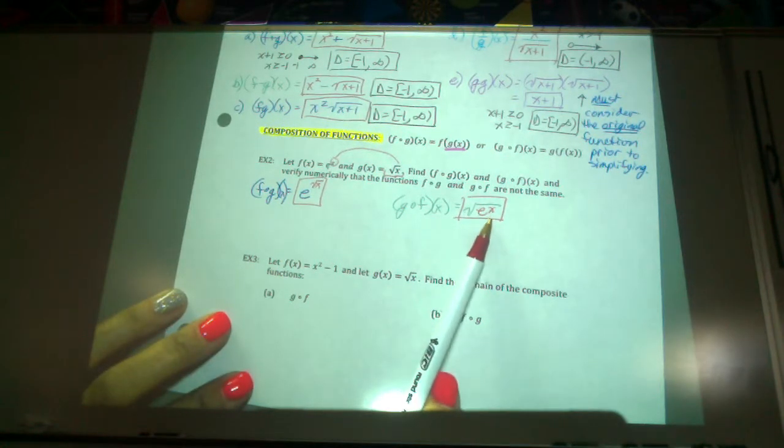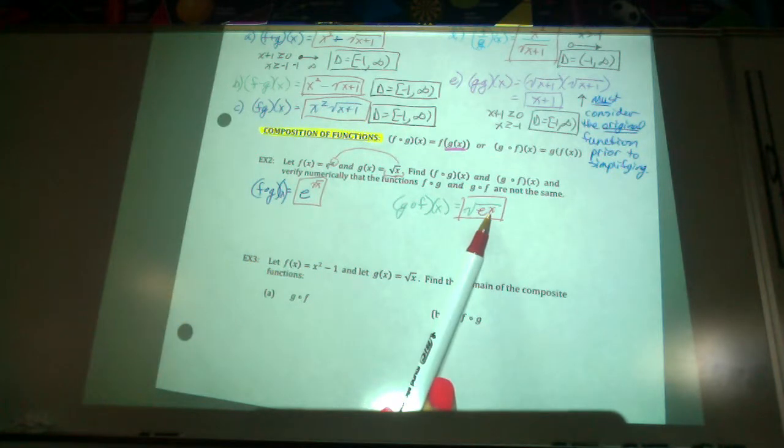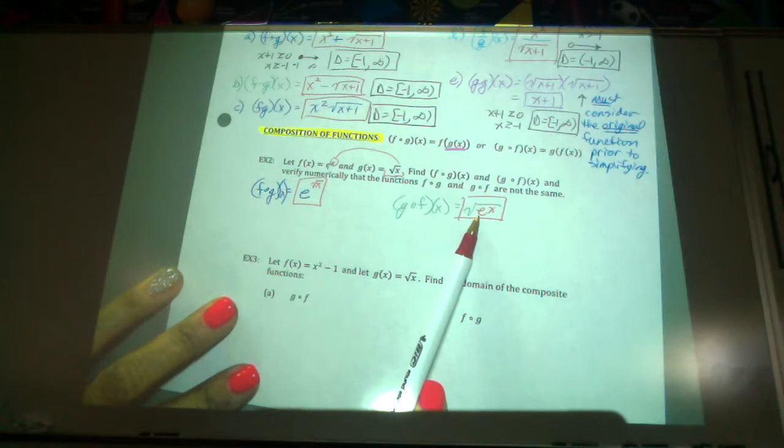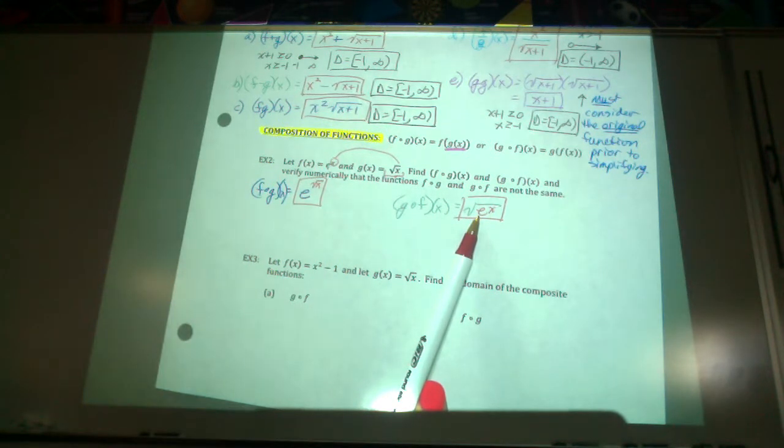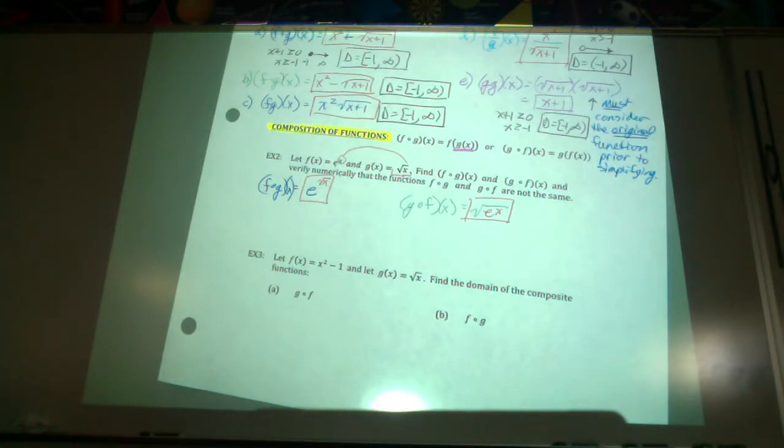Technically, this is unrestricted because x can be positive, negative, or 0. Because the base is positive, as we saw when we graphed the e to the x function, it's always a positive value for y. And so you're taking the square root of a positive value. This particular one has no restrictions on the domain.